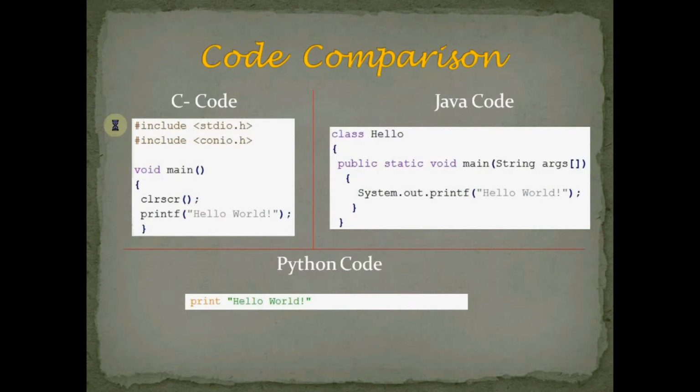Here's a basic simple hello world code in C, Java and Python. Now in C you can see that there are 1 2 3 4 5 6 7 8 lines. In C it requires 8 lines to simply print hello world in the console. In Java it requires 7 lines.